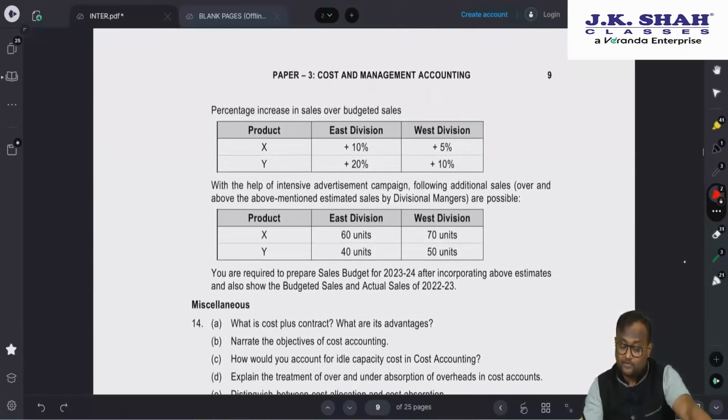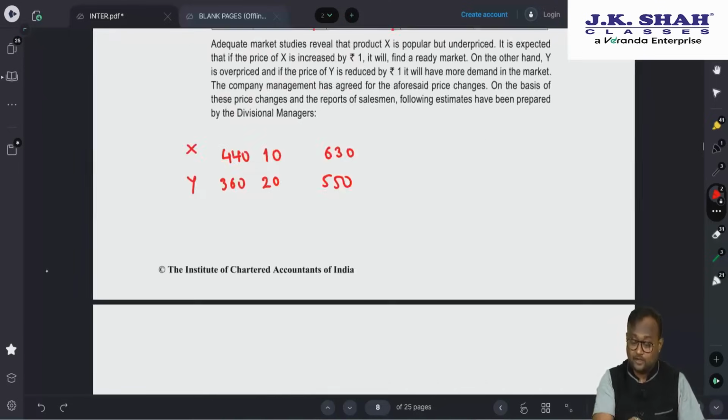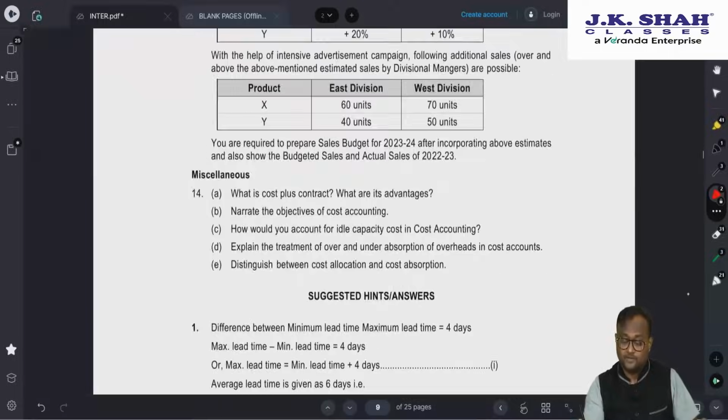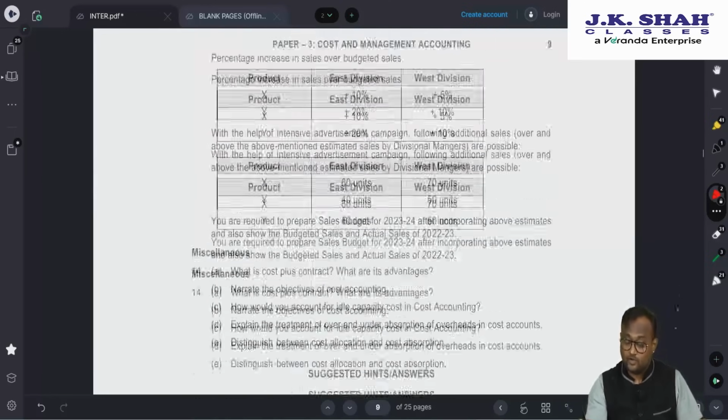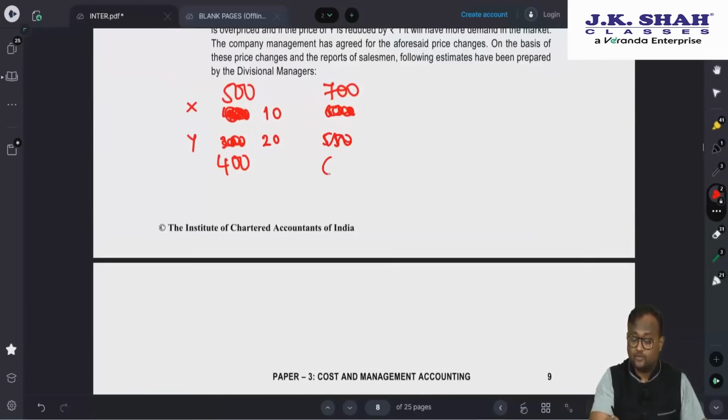With the help of the intensive advertisement, the following additional sale will also take place. So apart from that rise, there is an additional change. 60 and 70 means 440 plus 60, this will be 500. 630 plus 70, this will be 700. 40 and 50. 40 means instead of 360, it will be 400, and instead of 550, it will be 600. That will be the revised quantity now.